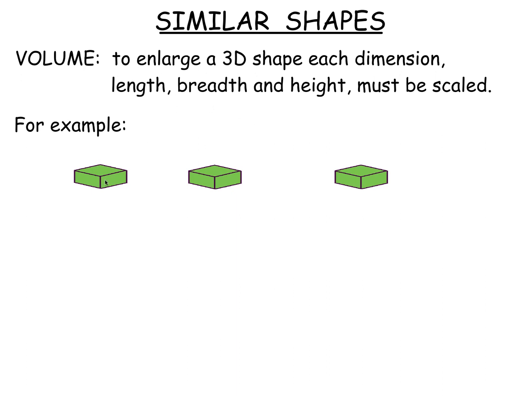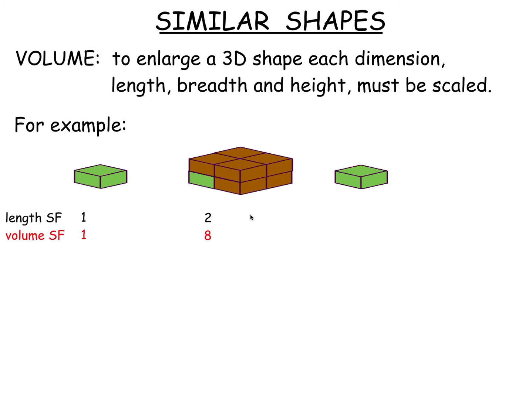If you take this little box and you want to double up its sides, twice as long, twice as broad, and twice as high. Now what happened there was it was 2 times the length, 2 times the breadth, 2 times the height. There's now 8 boxes there. So that's the volume scale factor, 8. Length scale factor was 2. 2 times 2 times 2 gave us 8.